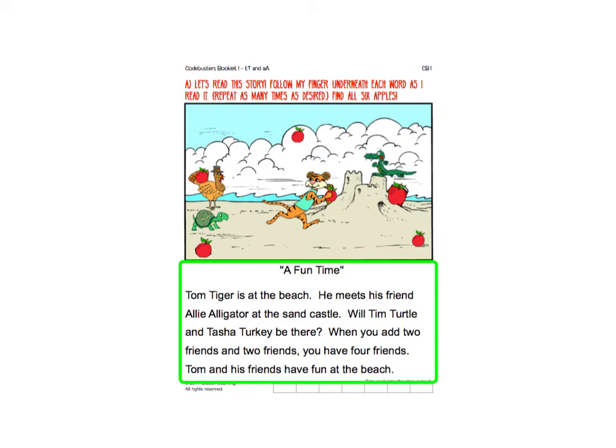The last thing I want to go over is when we do the blending, we are looking for short vowels only. So in this booklet, we're only using short A, as in apple. So make sure that you're looking and listening for that when your child completes these booklets.